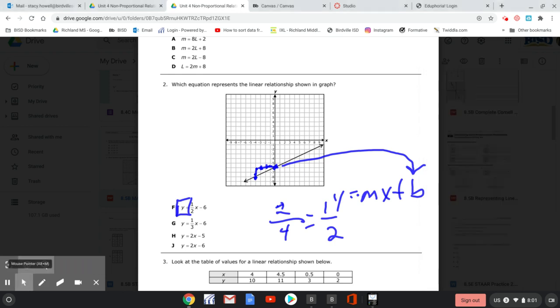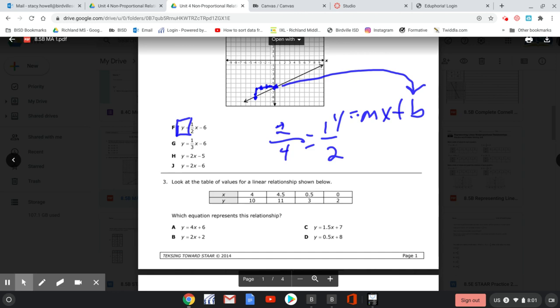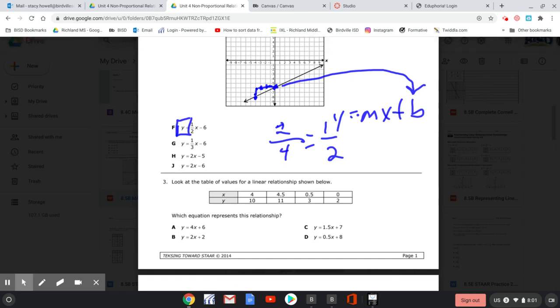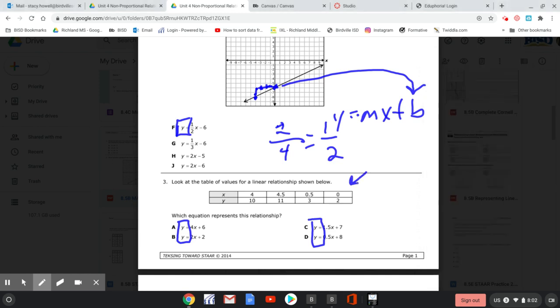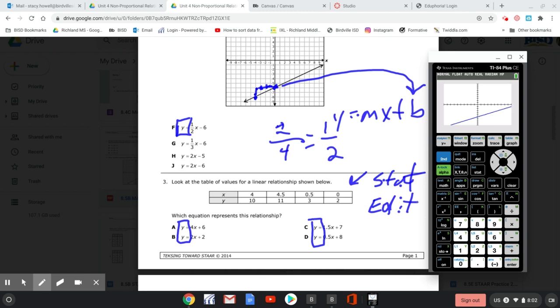Let's see another one. If we look at this table, they want to know what is the equation. And we can do that because we see y equals in all these answers. Therefore, I'm going to put y equals. I can either use y equals, put in each one, or since I have a table, I'm going to use stat edit. So let's do that one now because it's the fastest. So I'm going to hit stat, I'm going to hit enter, and I'm going to put my new numbers in. I'm going to put 4, enter.